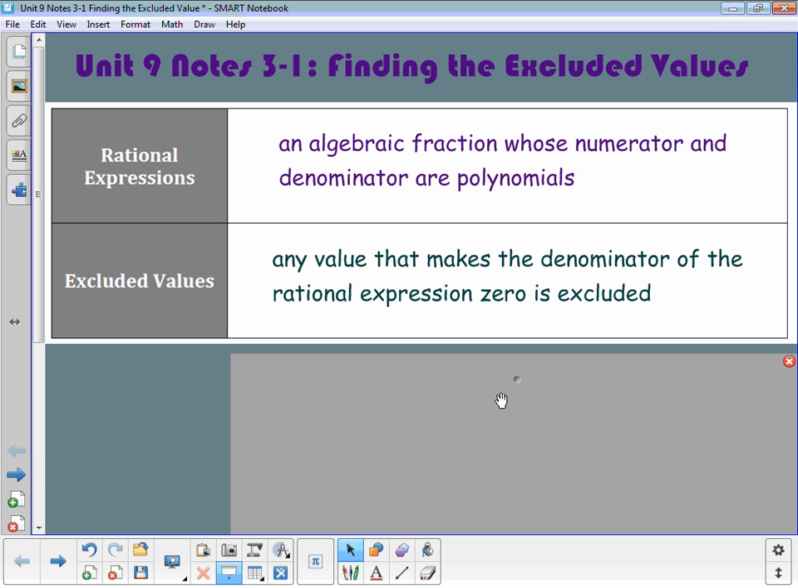Now, with rational expressions comes a thing called excluded values. An excluded value is any value that's going to make the denominator 0. Because if you think about it, we talk a lot in math about how the denominator cannot be equal to 0. We can't have 0 on the bottom. So because of that, we have to find these excluded values. We're saying, hey, these are going to make the bottom 0, so I'm just going to say they're excluded. They don't count because they're going to make my bottom 0.